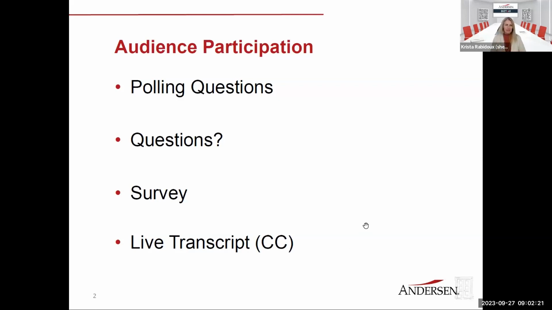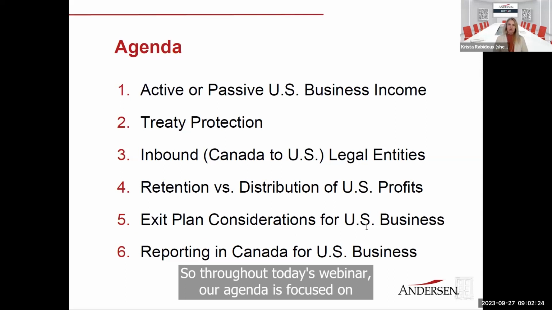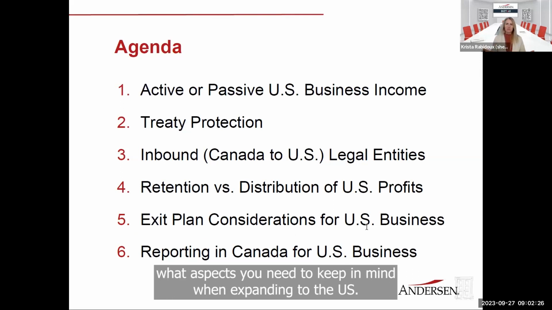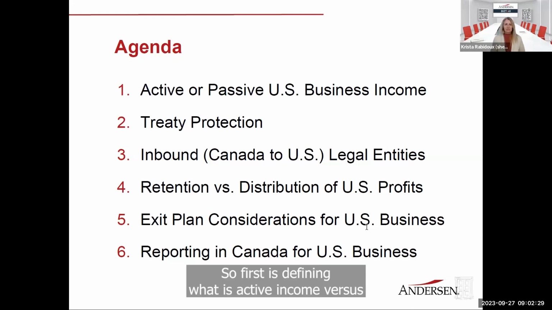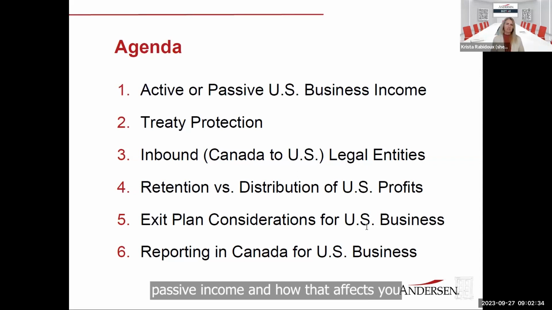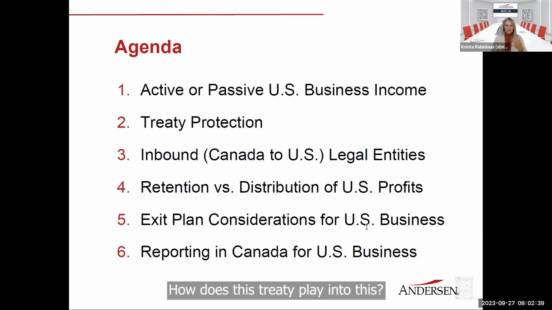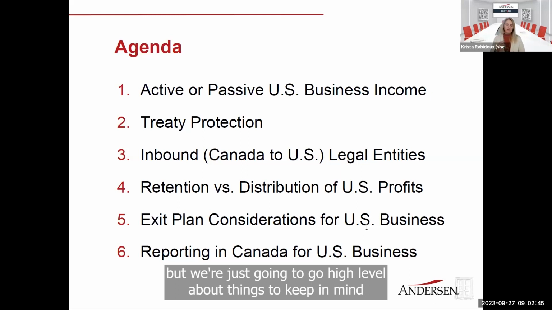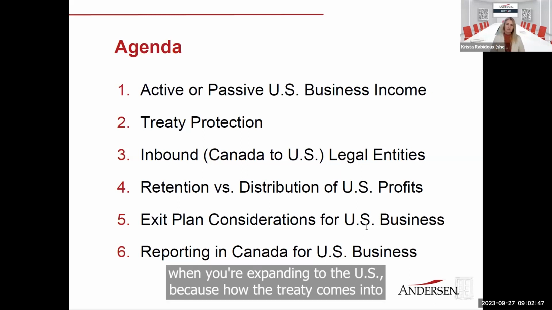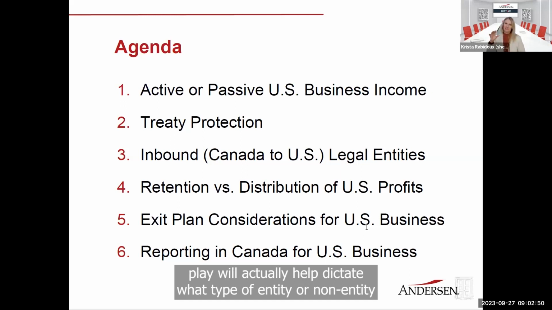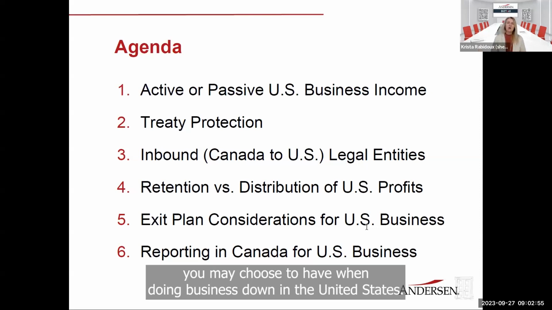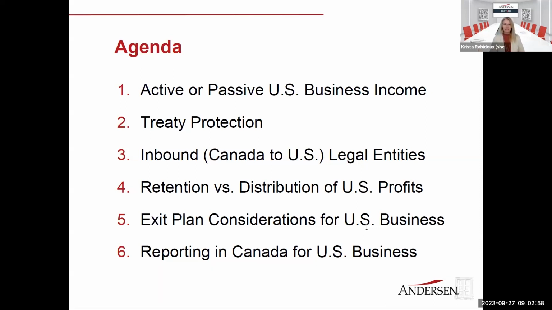So throughout today's webinar, our agenda is focused on what aspects you need to keep in mind when expanding to the US. First is defining what is active income versus passive income and how that affects you when you're expanding your business to the United States. How does the treaty play into this? We're going to go into that. We have talked about treaty in the past, but we're just going to go high level about things to keep in mind when you're expanding to the US, because how the treaty comes into play will actually help dictate what type of entity or non-entity you may choose to have when doing business down in the United States.